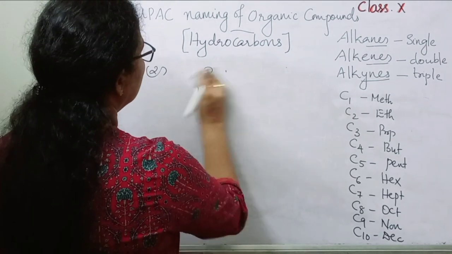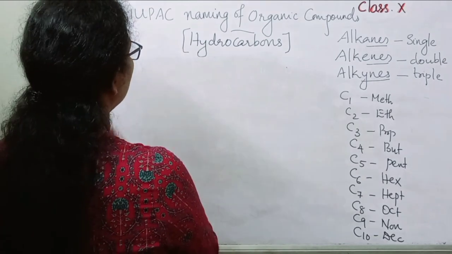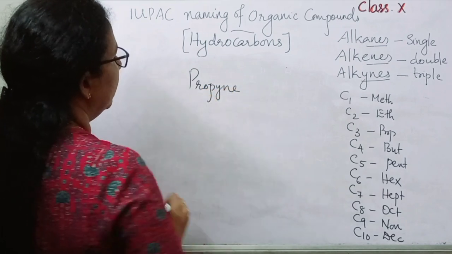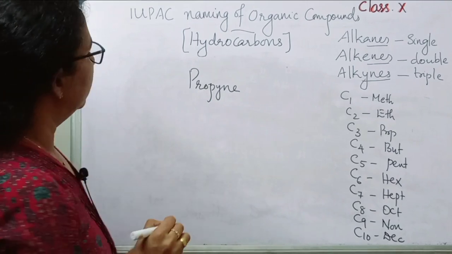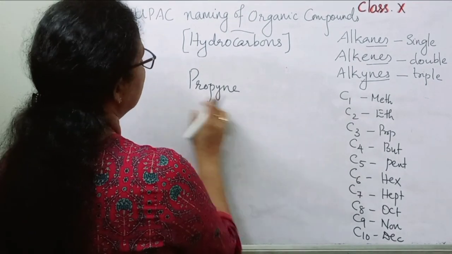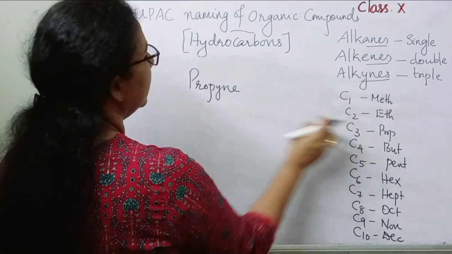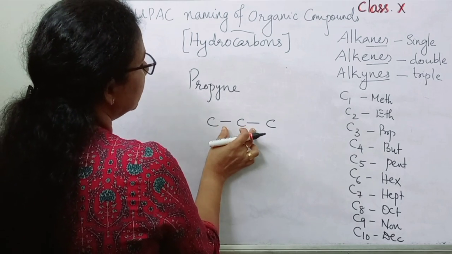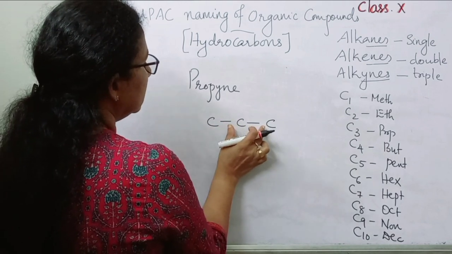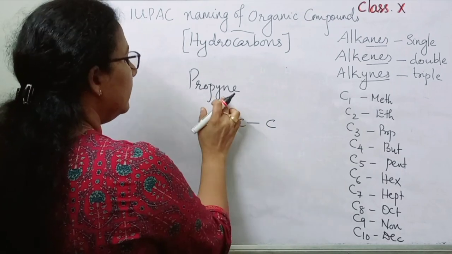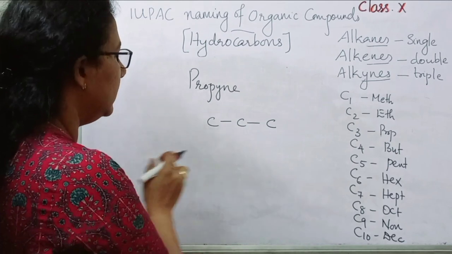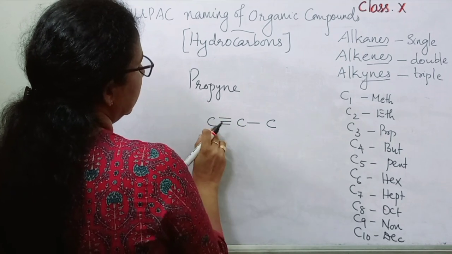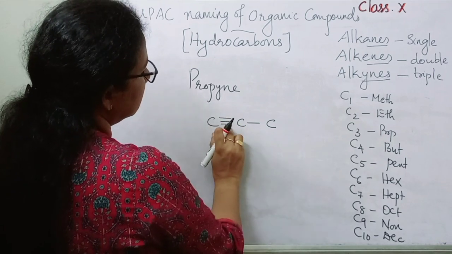Now let's see another compound, that is propyne. For drawing the structure of propyne, we should know how many carbon atoms are there. So since it starts with prop, there will be 3 carbon atoms. So first of all, we need to draw the carbon atoms with single bond. Then we have to check whether it is an ANE, ENE or YNE. Here it is a YNE, so we need to change the first bond as a triple bond next to the first carbon. So give a triple bond after the first carbon.